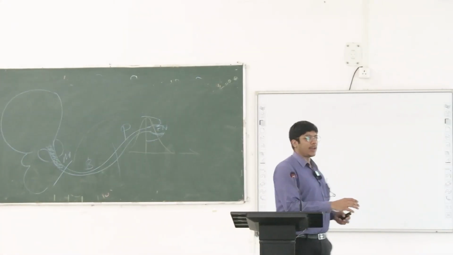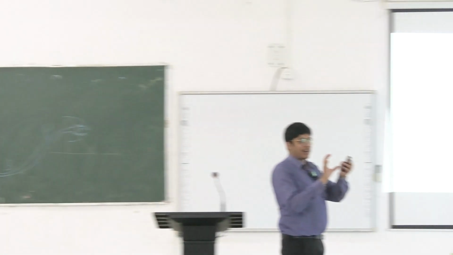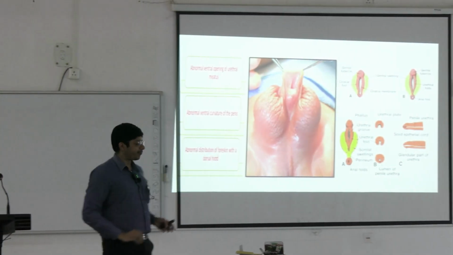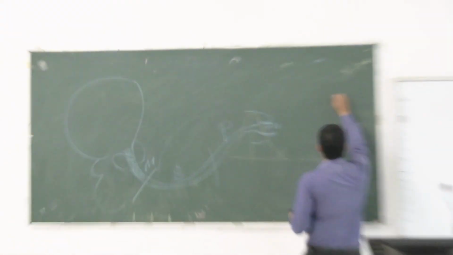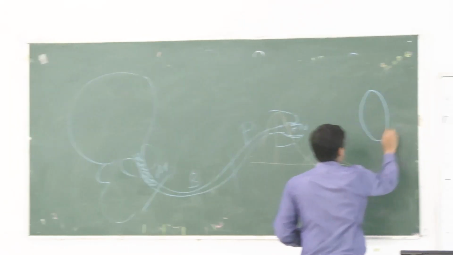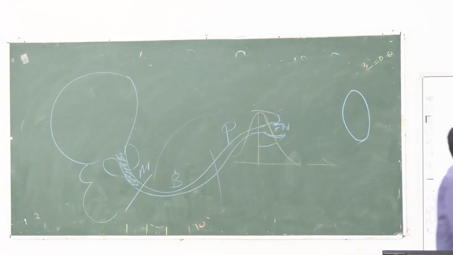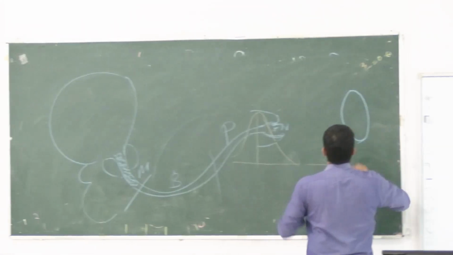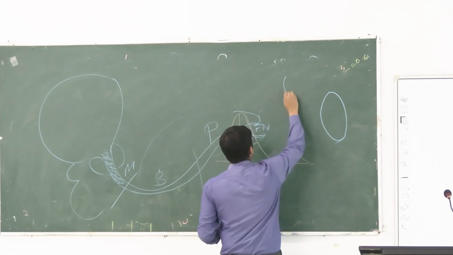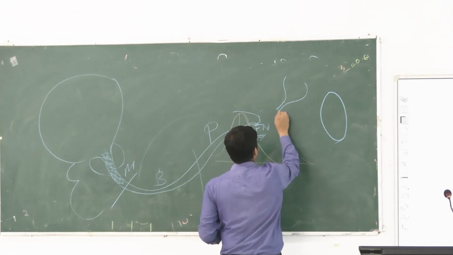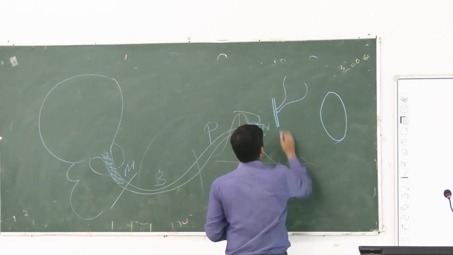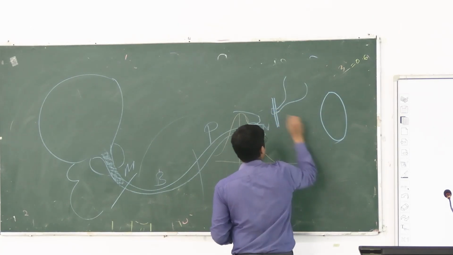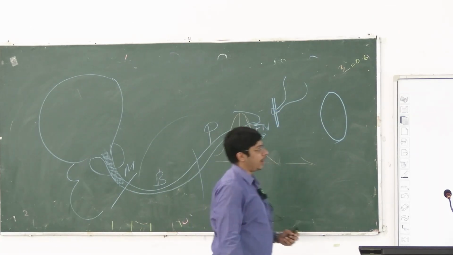So, if we look at the developing embryo from below, there is an opening of the cloaca like this. And if we look at it from the side, the cloaca is like this, opening at the lower part of the body. So, this is the opening of the cloaca.